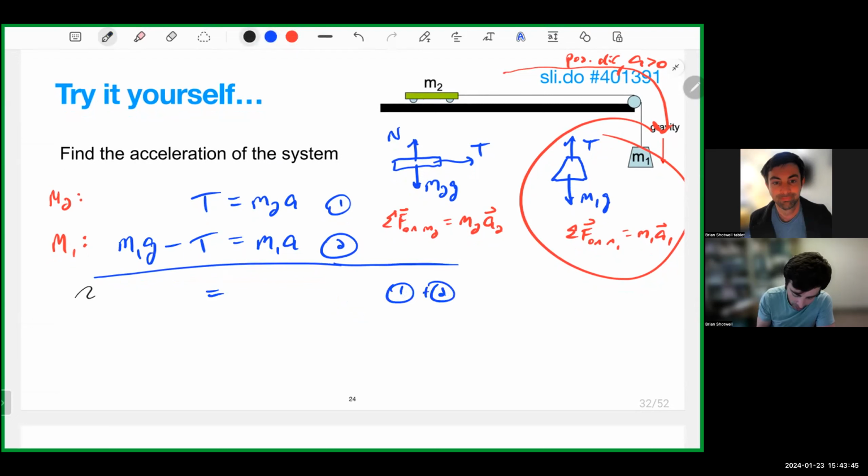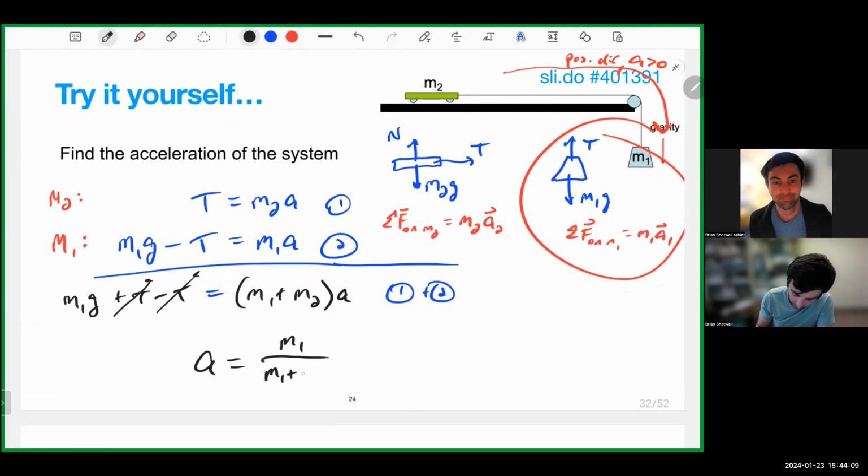If I add these equations together, the reason we're adding them together is that the tensions will cancel out. Notice how we didn't have to scale either equation 1 or equation 2 up or down by any factor, because there's a T and there's a minus T. So we get this. And it looks like solving for the acceleration, we get acceleration as M1 divided by M1 plus M2 times g.